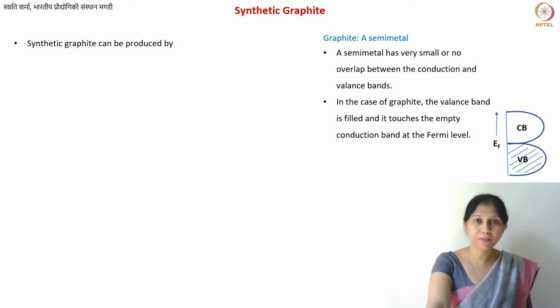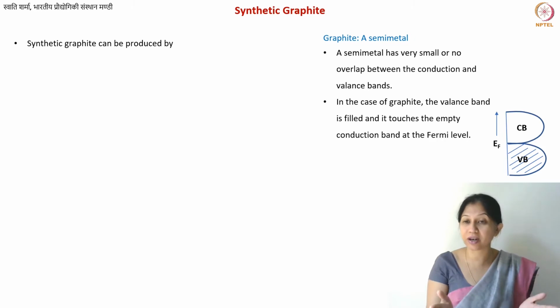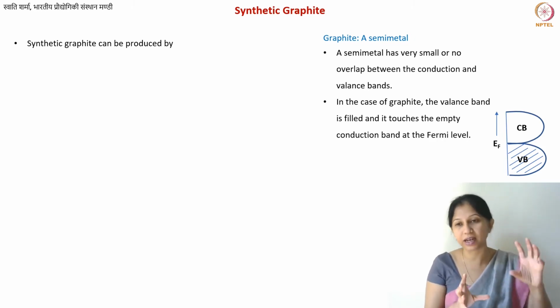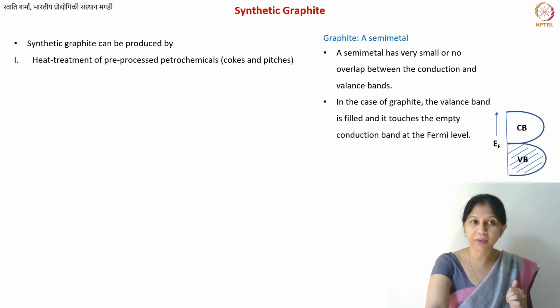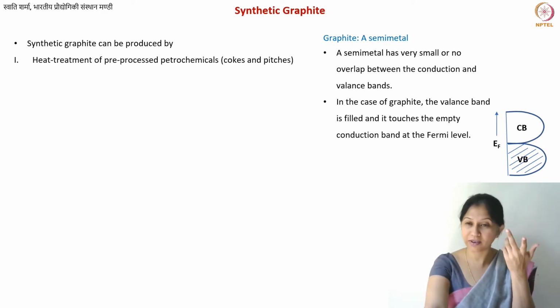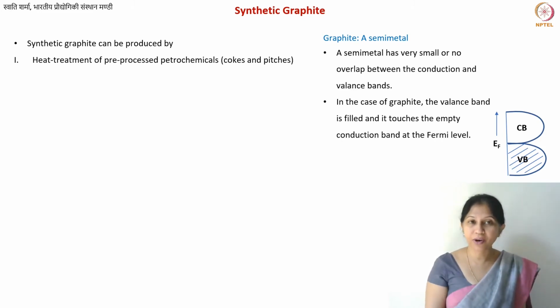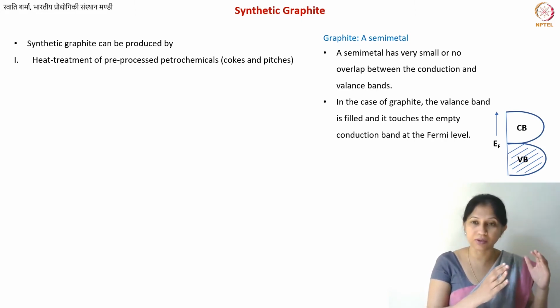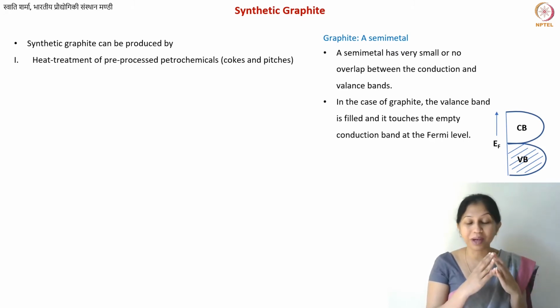Okay, now coming to the synthetic graphite. There are 4 major techniques, and sometimes you use a mixture of these techniques, but 4 techniques that you can use for making synthetic graphite or making graphite. First of all, you can do heat treatment of pre-processed petrochemicals. So petrochemicals is a completely different subject area. You have so many different organic materials. Not just petroleum, not just the diesel and petrol.